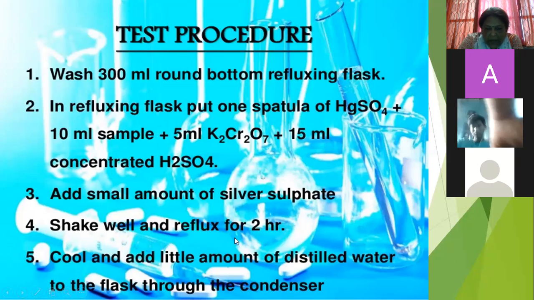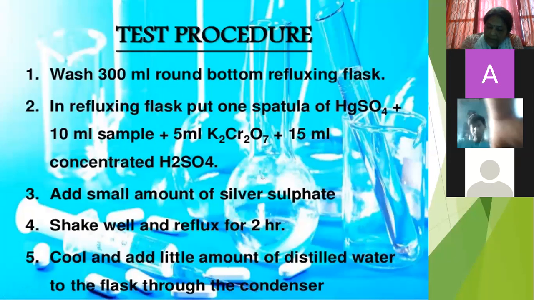So the whole solution should be boiled for 2 hours. It is not normal boiling, it is boiling through refluxing for 2 hours. Let the wastewater and the potassium dichromate react, and allow the potassium dichromate to oxidize the oxidizable pollutants present in the wastewater. After 2 hours, stop the heating. Then take out the solution, cool it, and add a little distilled water to the flask through the condenser.